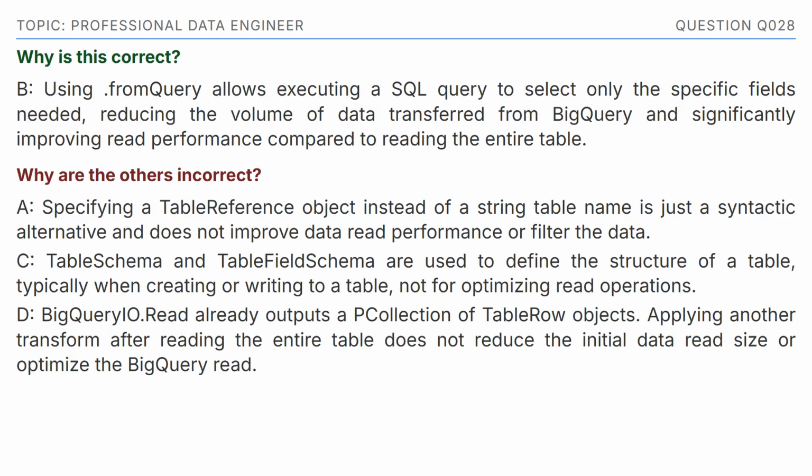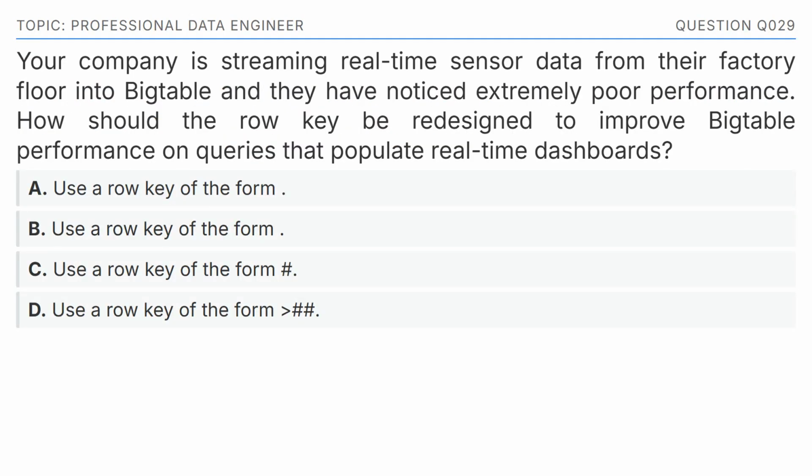Why are the others incorrect? A. Specifying a table reference object instead of a string table name is just a syntactic alternative and does not improve data read performance or filter the data. C. Table schema and table field schema are used to define the structure of a table, typically when creating or writing to a table, not for optimizing read operations. D. BigQuery I/O read already outputs a P collection of table row objects. Applying another transform after reading the entire table does not reduce the initial data read size or optimize the BigQuery read.